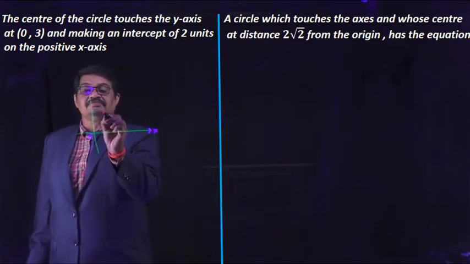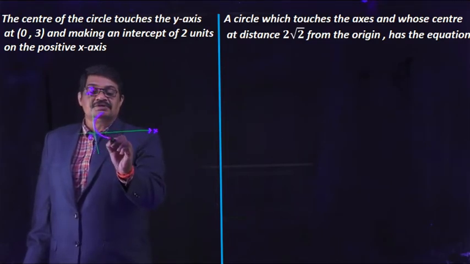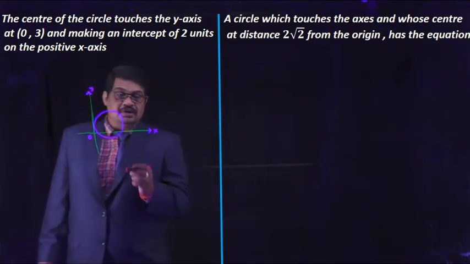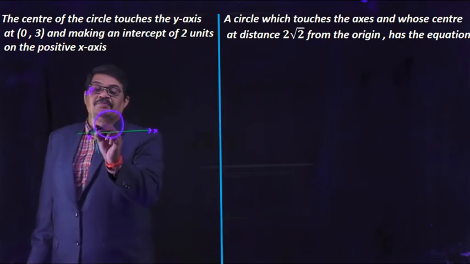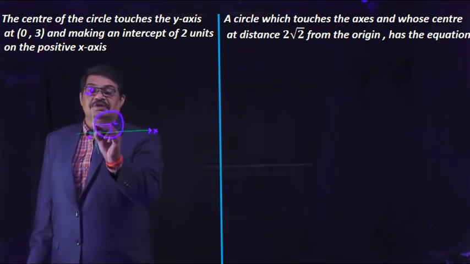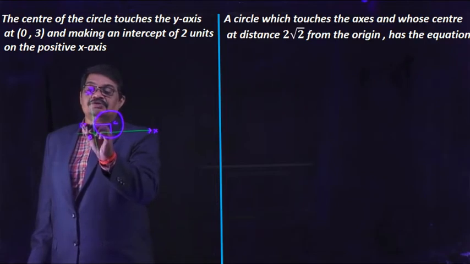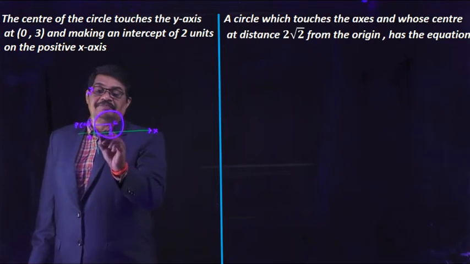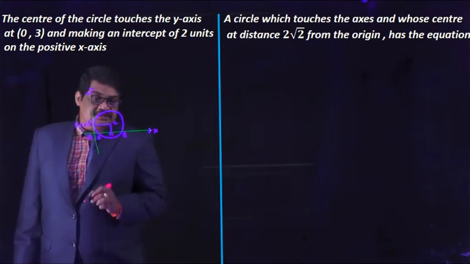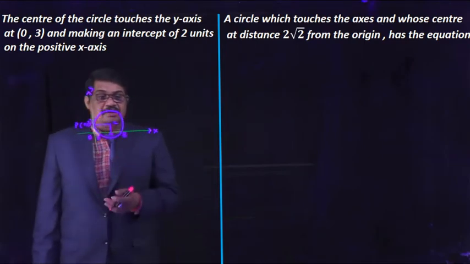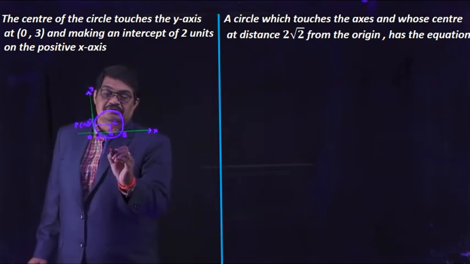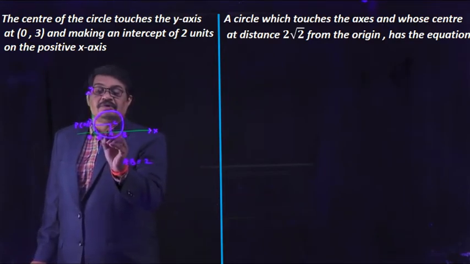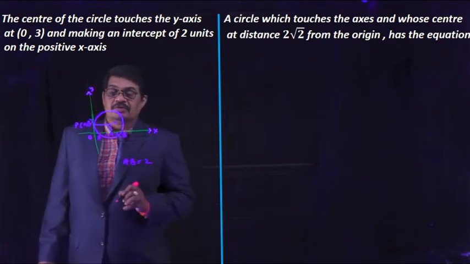See the diagram. This is the circle, it touches the y-axis and makes an intercept of 2 units on the x-axis. This is the center. The touching point is (0, 3), say P. This is M. The x-intercept made by the circle on this is 2 units, that is, the length of AB is 2 units. So AM is 1 unit and MB is also 1 unit.